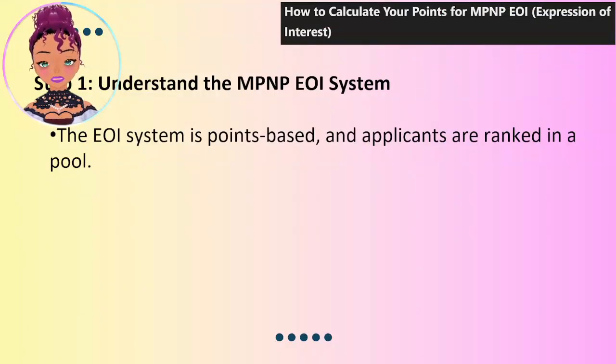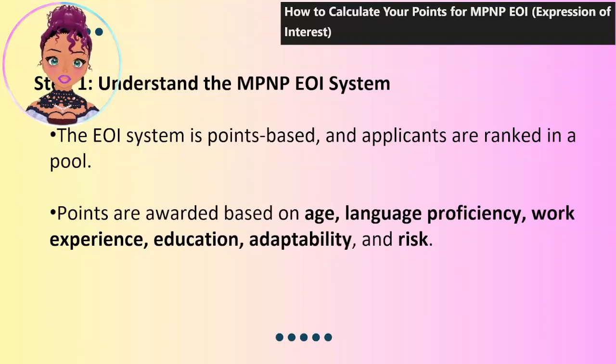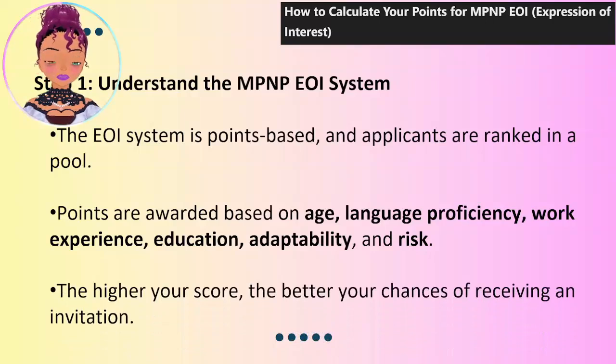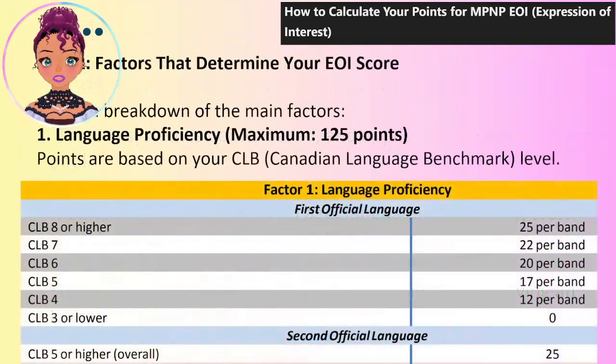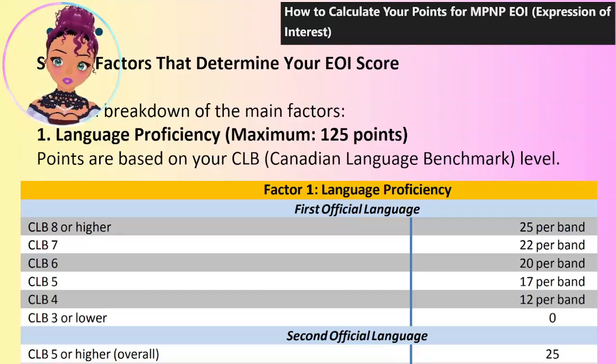Step 1 is understanding the MPNP EOI system. The EOI system is points-based and applicants are ranked in a pool. Points are awarded based on 6 different factors. That's age, language proficiency, work experience, education, adaptability, and risk. The higher your score is, the better your chances of receiving an invitation from the province to submit a full application. Now, we're going to look at those 6 factors, and we're going to start with language proficiency.